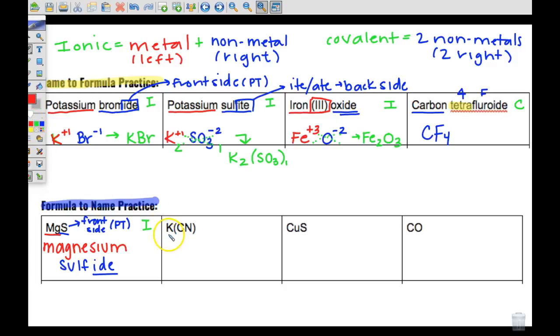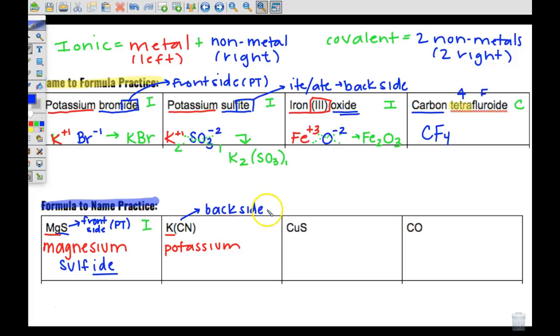In my second example, I have a letter K with CN in parentheses. Again, I ask myself the same first question: is my first element, which in this case is potassium, a metal or a nonmetal? So K stands for potassium, and it's on the left side, so it's a metal. According to my rules, I just write the full name of the first element. But now, CN is multiple capital letters, and I put it in parentheses to make it easier to identify. So it's a backside polyatomic ion.